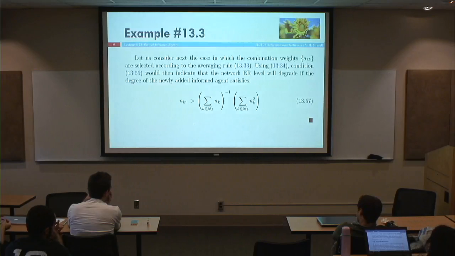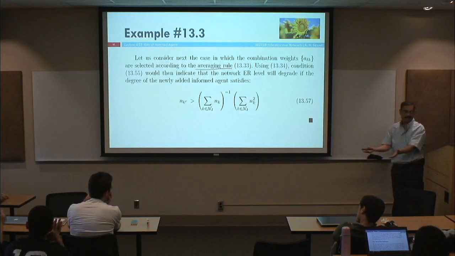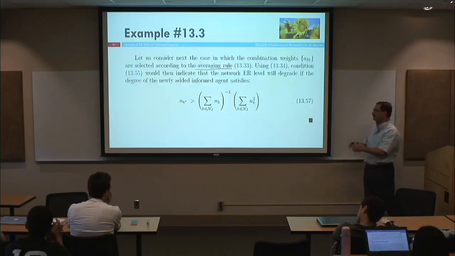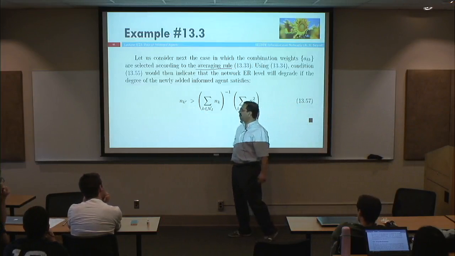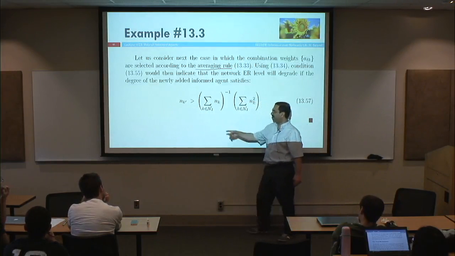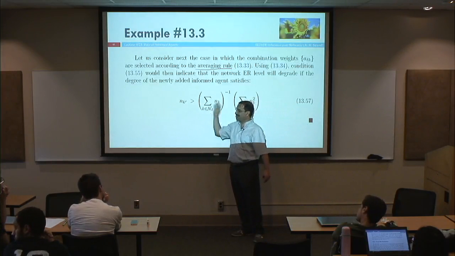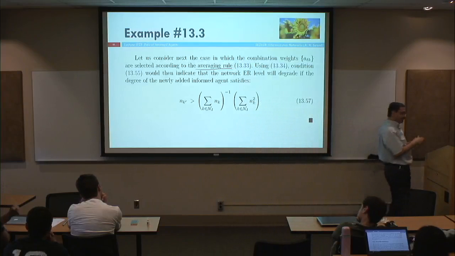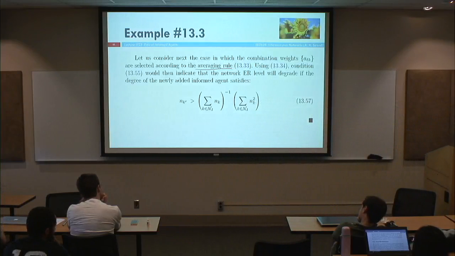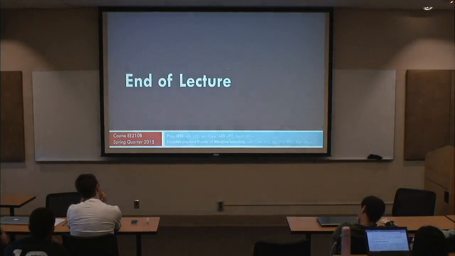If you instead use the uniform rule, then we know what the P's are. Then you can ask the question, if I want to add a new agent, what should be the degree of that agent for the performance to get better? So n_k prime should be less than that. If it is larger, it will be worse. So that's what you can do with this type of analysis.